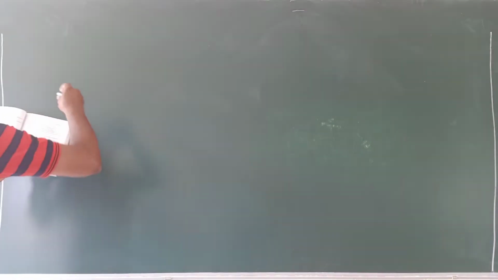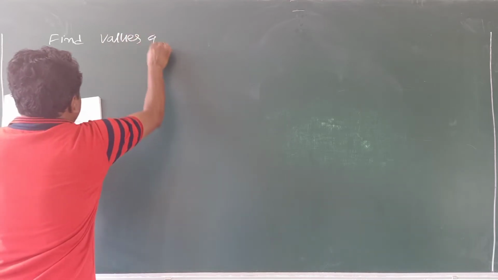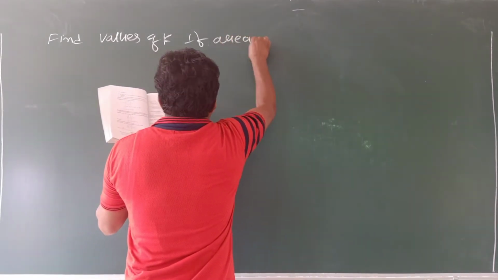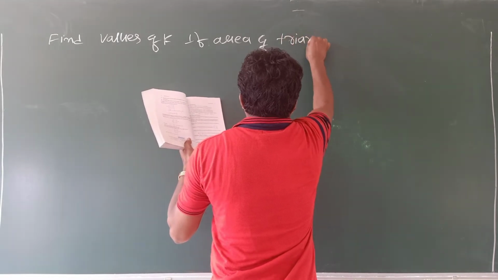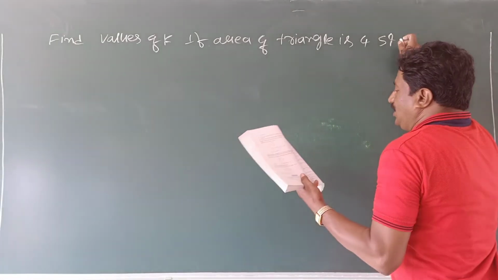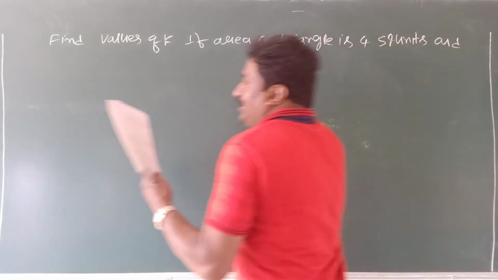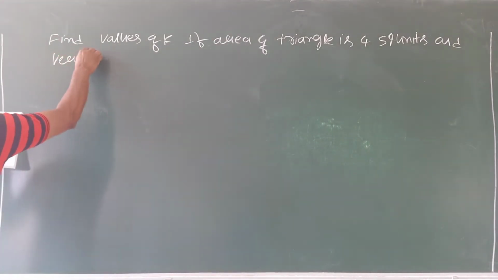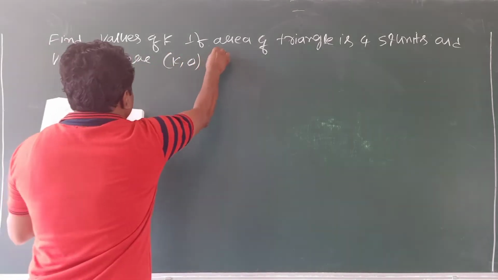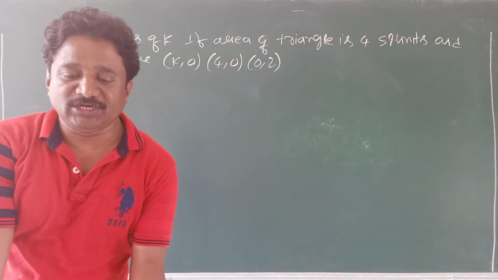First question. Find the values of k if the area of the triangle is 4 square units and the vertices are (k, 0), (4, 0), (0, 2). Observe that question carefully, students.